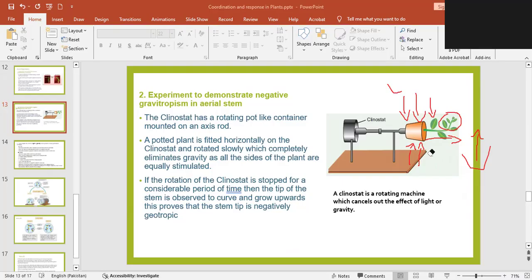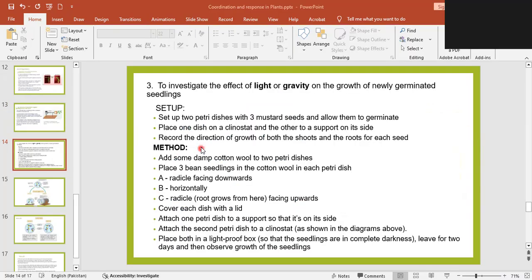Okay, let's move to our last investigation. To investigate the effect of light or gravity on the growth of a newly germinating or germinated seedling. Newly germinated seedling means the seed has sprouted. Okay, and what will be the effect of light or gravity over it? Let's discuss this.